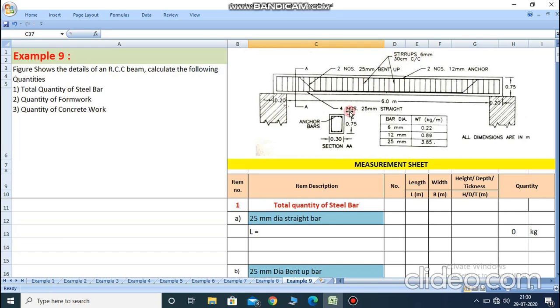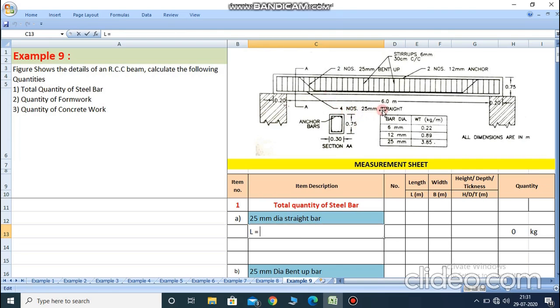Here main bars are given: 4 numbers of 25 mm dia straight bar, and 2 numbers of bent up bar of 25 mm diameter, and 2 numbers of 12 mm anchor bar are given. So first we find out the total quantity of the steel. In the steel, we find out first the 25 mm dia straight bar. Before finding out the length of the bar, first we find out how many numbers of bars are given.